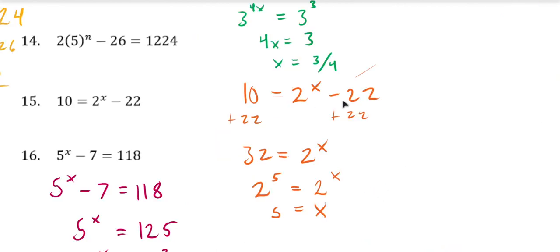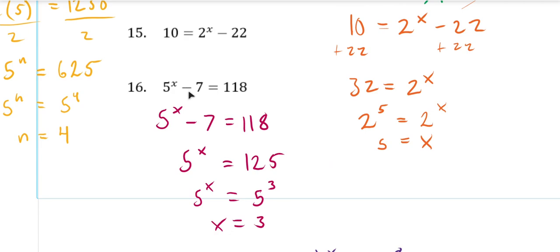For this next one, we just have a little bit of work to do to isolate the exponential. Adding 22 to both sides, we get 32 is 2 to the x. 32 is 2 to the fifth, and so x must be equal to 5. Same trick here. We want to isolate the exponential by adding 7 over to this other side to get 125 is equal to 5 to the x. Now, 125 is 5 to the third, and so x must be equal to 3.